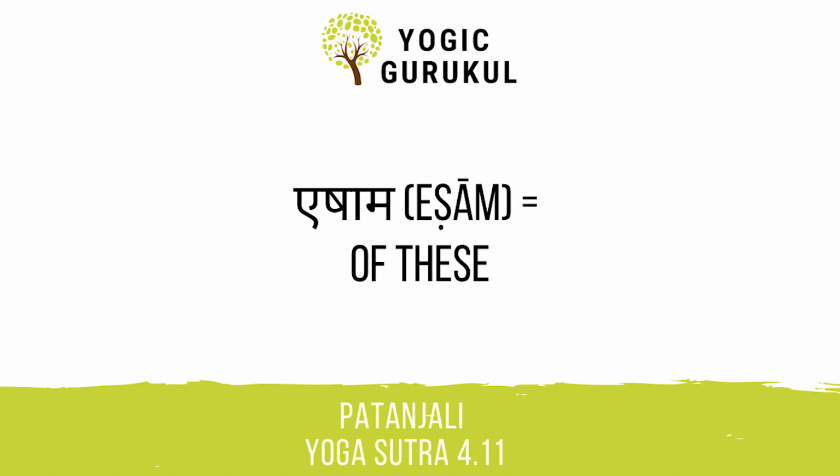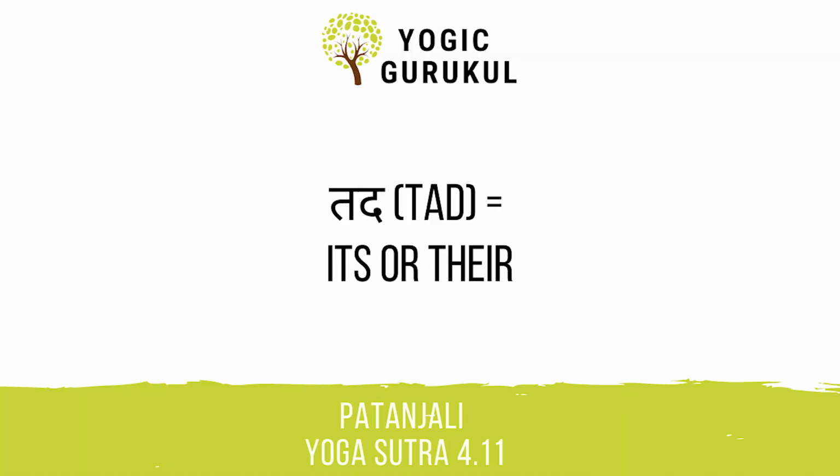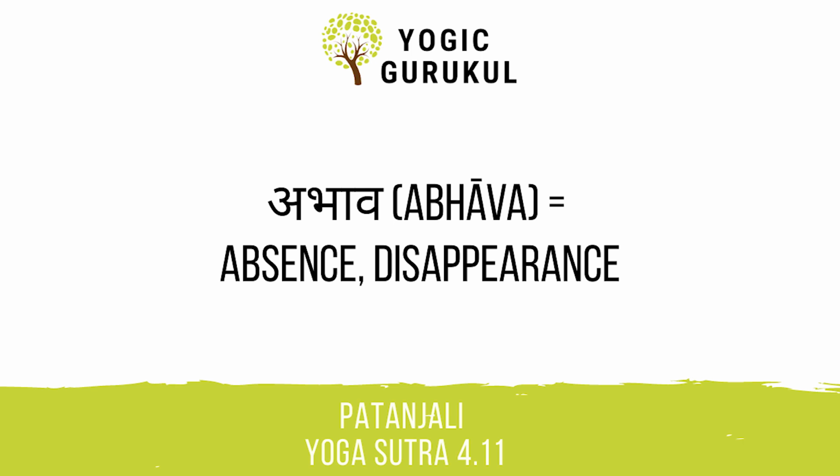And then coming to the next word, we have esham. So that is saying of these. And then the next word indicates abhava. Abhava means disappearance of something. The next word is tad, which is saying it's or there. And then the final word is once again abhava, which means absence or disappearance. So now let's try to understand what is being said with respect to the sutra.